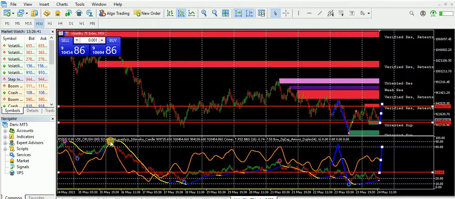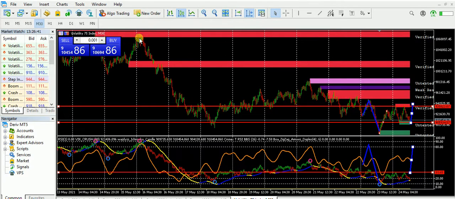Now look at this point too. It was on the overbought zone, that is somewhere here. Let me shift it small. It was on the overbought zone and somewhere here, our indicators also show here. Look at that long sell.